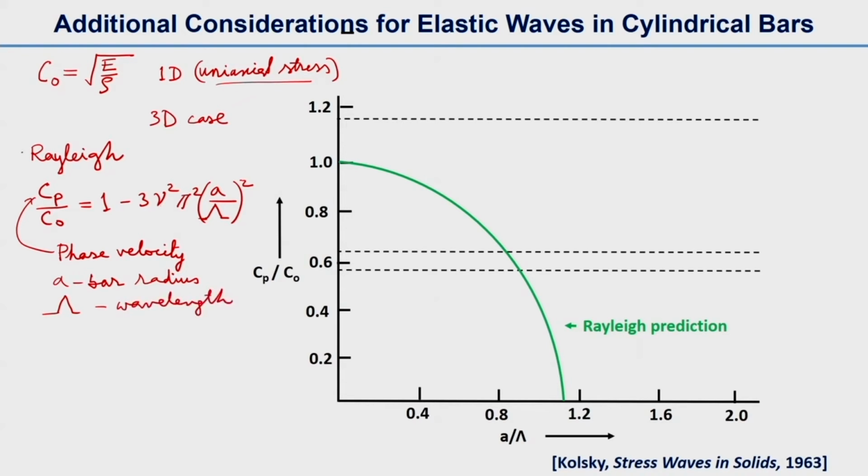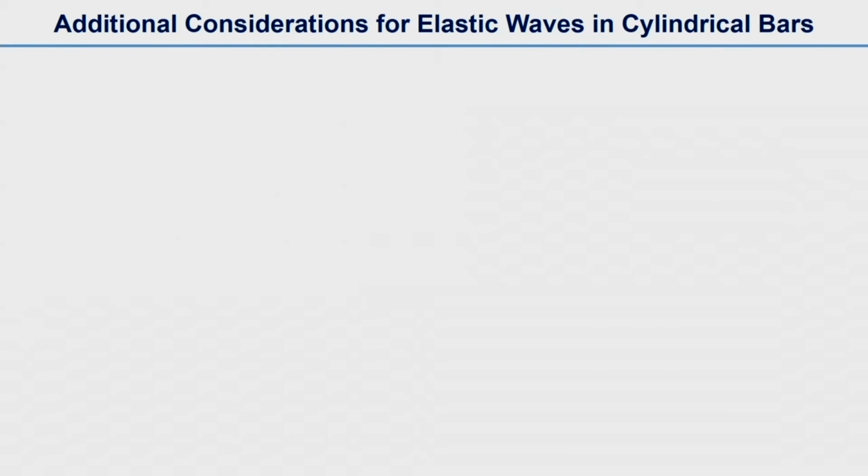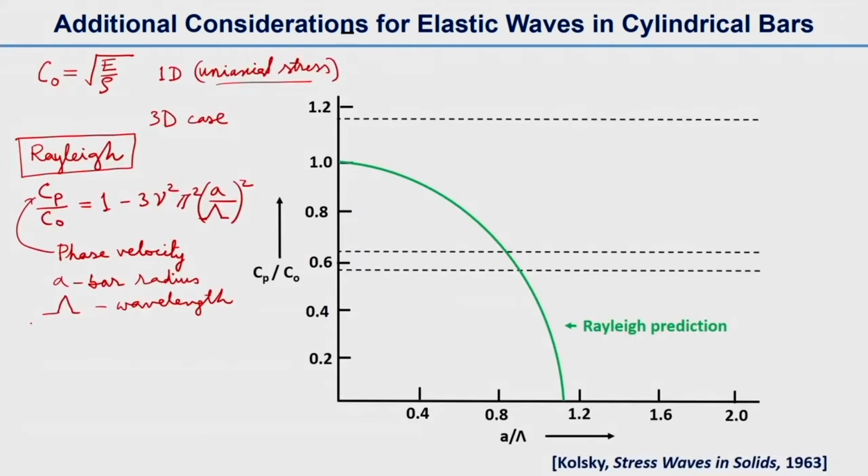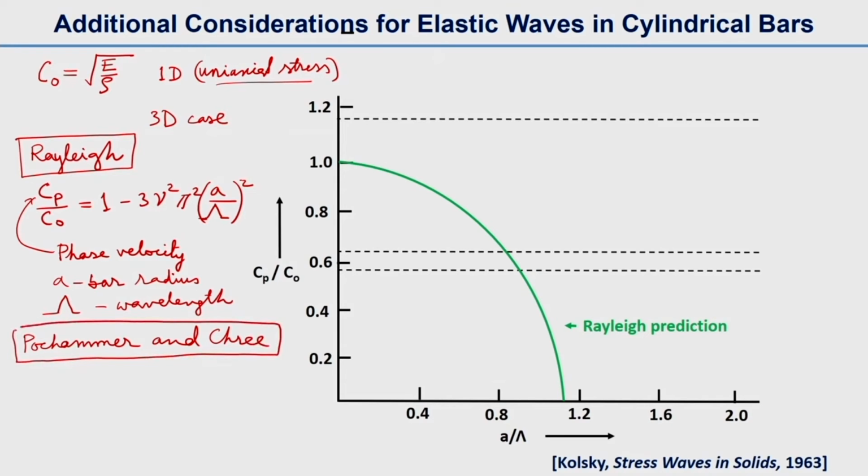So, this is the calculation proposed by Rayleigh, and another calculation was proposed by Pochhammer and Chree. We will plot both of these, but we do not include the equations for the second one.